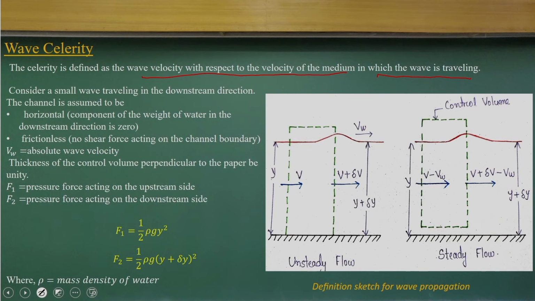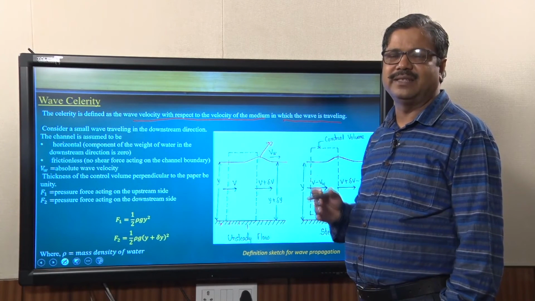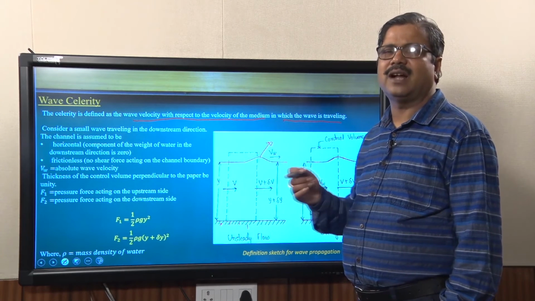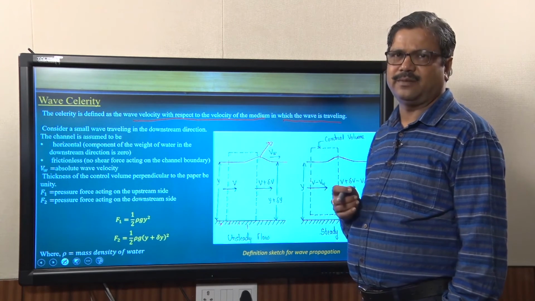That is the velocity we call the celerity. Now if you look at these cases, I have the channel flow and we have created a small disturbance here, a small wave. We try to look at what actually happens to this small disturbance we have created.